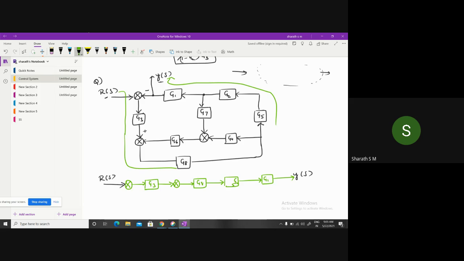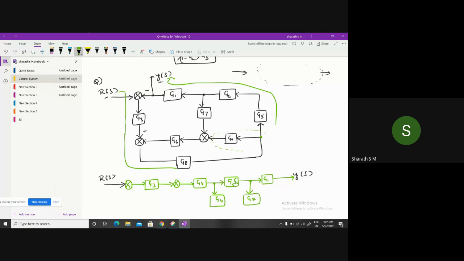In between G5 and G8, we have a takeoff point, so just look at here. That takeoff point is G4, so write down G4 at this position. And then in between G2 and G1, we have a G7 here.